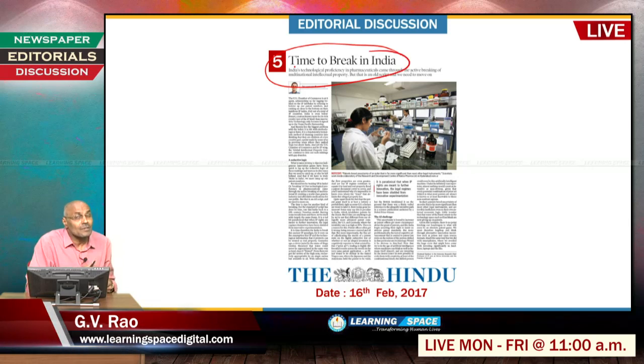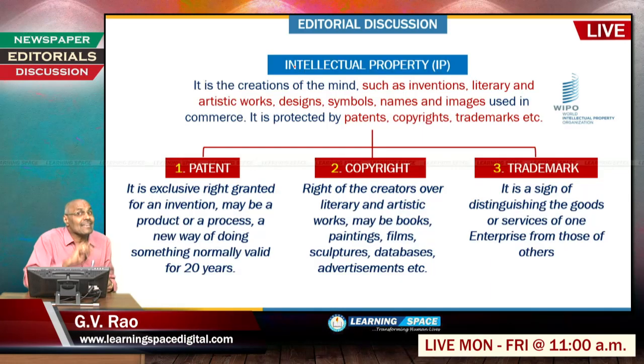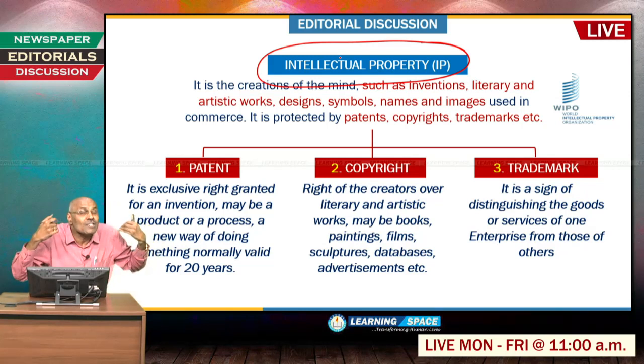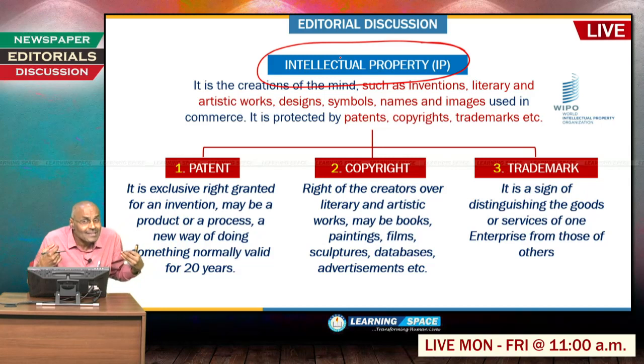This talks about patents. Before understanding patents, you should have a clear idea about what is meant by intellectual property. Quite often in newspapers, we come across intellectual property. What is the meaning of intellectual property? Intellectual property is basically creation of the mind. If something is created by your mind, then you should have the right to use it for some time. So, that is the basic concept of intellectual property.